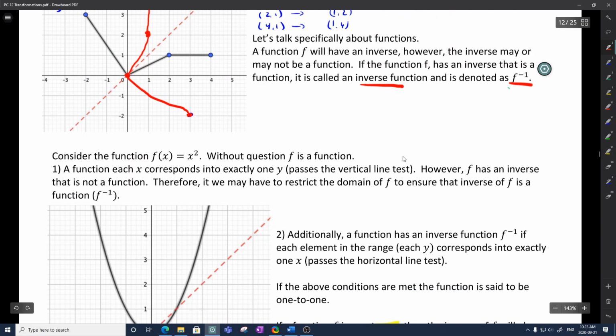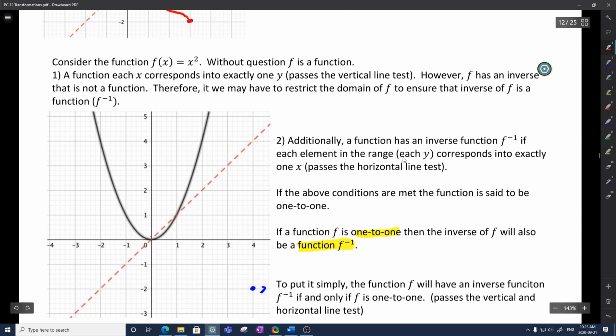So let us consider the function f of x equals x squared. Without question, this parabola is a function. And we can test if it's a function, and basically it is a function because each x maps into exactly one y. For every x, there's only one y. However, the inverse of f is not a function. Therefore, we have to restrict the domain of f to ensure that the inverse of f is a function. So often we're after functions. So in this case, the inverse will not be a function.